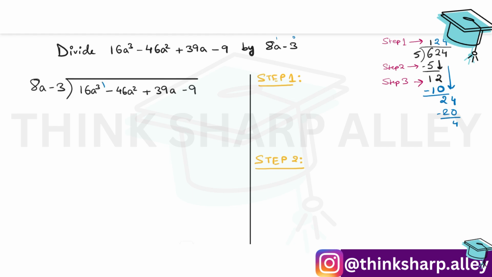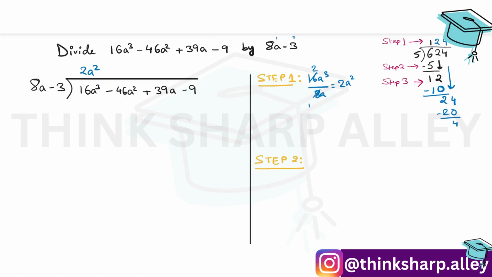We divide the first term of the dividend by the first term of the divisor. So this replaces the role of tables in number division. And you have already learned how to divide a monomial by a monomial. So the sign, which is positive, 16 divided by 8 is 2, and a to the power 3 by a to the power 1 is 3 minus 1, 2. So this goes in the quotient. The first term of the quotient is this.